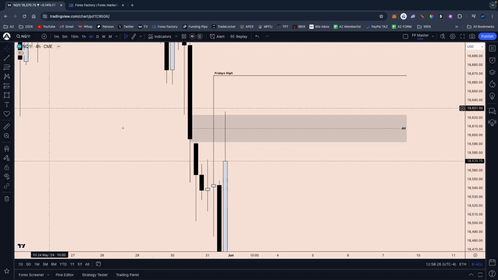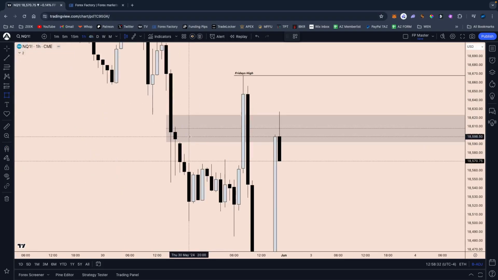This is a new day opening gap, is it? Let's see, 1 hour time frame, 16, 18, yeah, that's a new day opening gap.